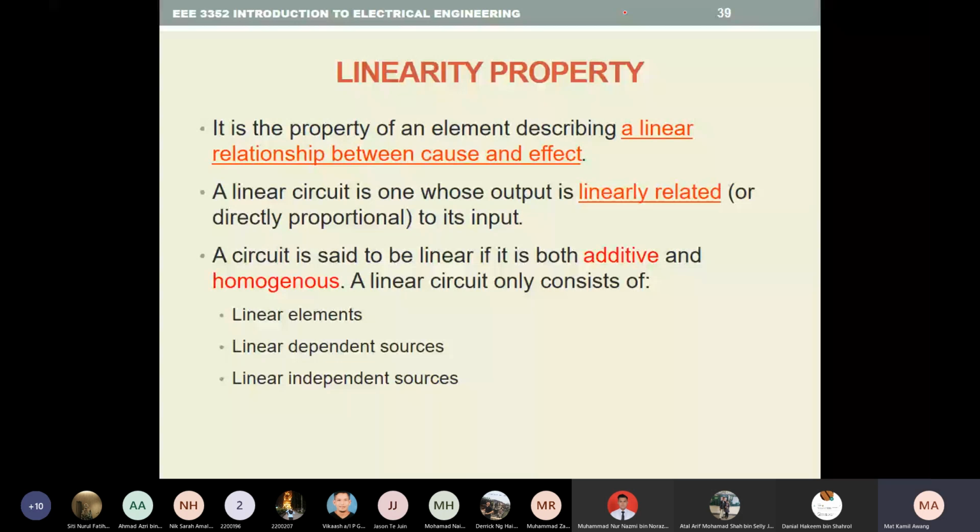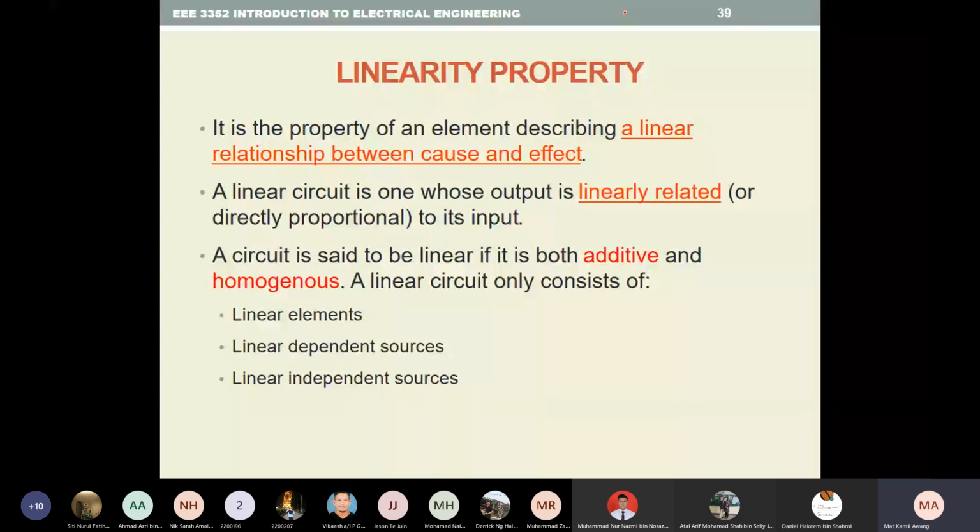So now we go into the linearity property. So we have learned about the KCL, KVL, Ohm's law. We learned about parallel resistors. We learned about series resistors. We learned about nodal analysis. We learned about mesh analysis. Now we are going to go into further methods of analysis. But first, we need to learn about the linearity property of circuits. So it is the property of an element describing a linear relationship between cause and effect. So this is the linearity property.